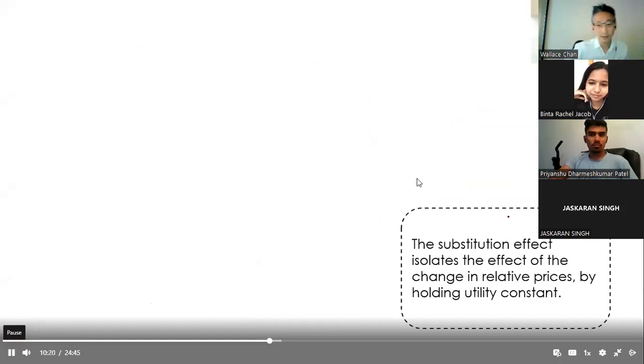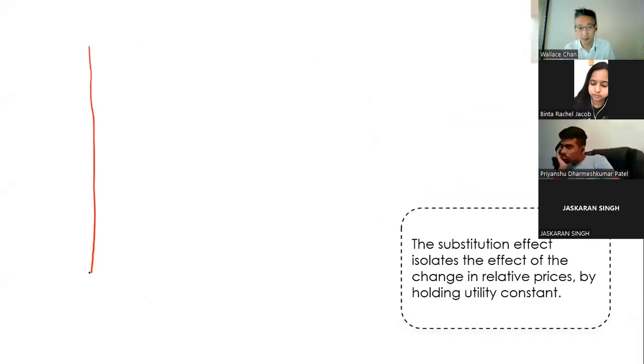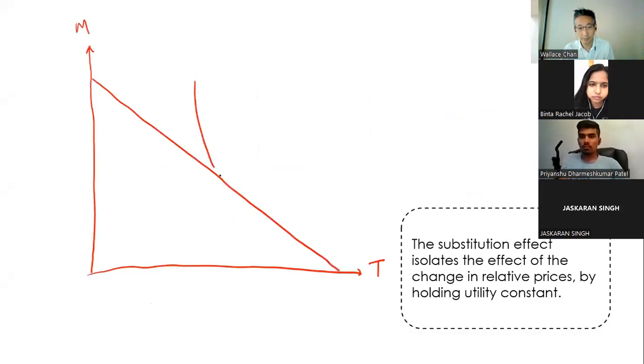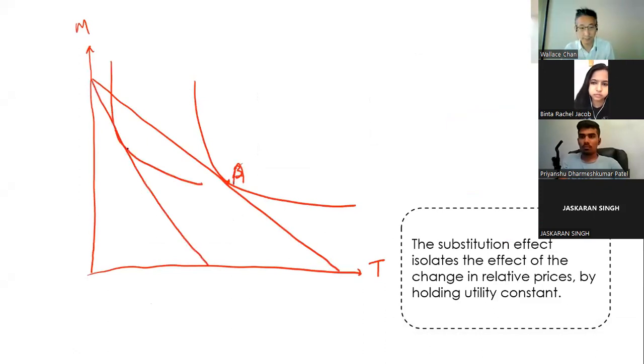Perfect. So let's assume, let me just draw that same diagram. You had t-shirts here, you had movies here. Let's say this was your old indifference curve and an old budget line. Let's say people were consuming at a point like A. The price went up, the budget line shifted inwards, and then people moved to point C.